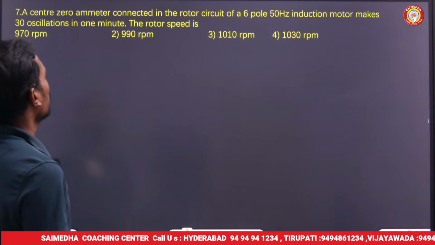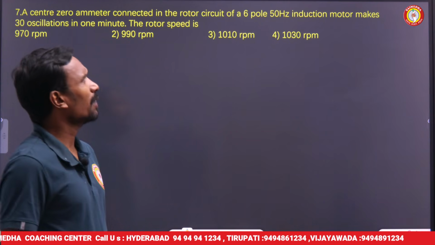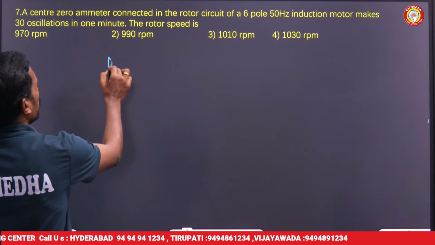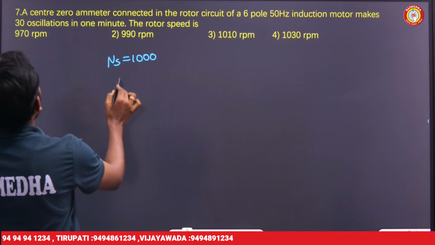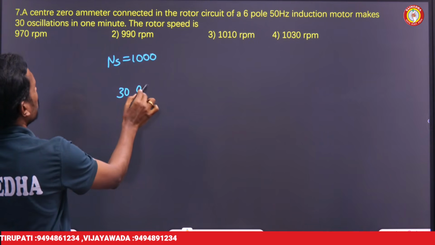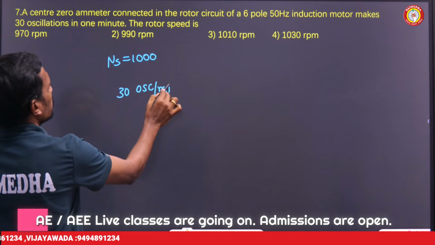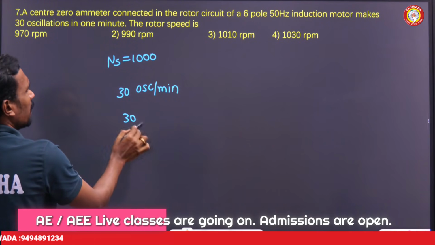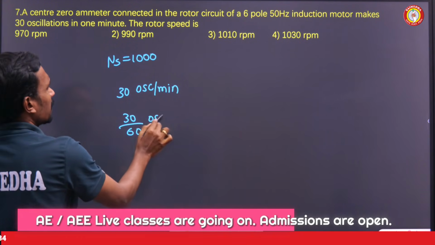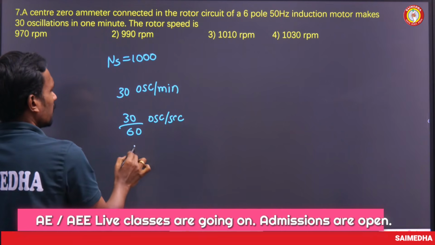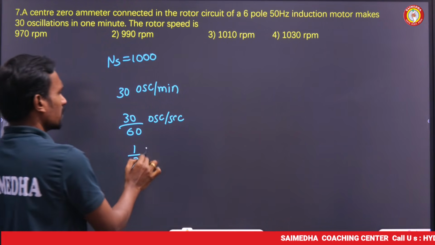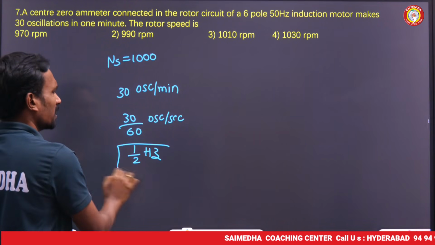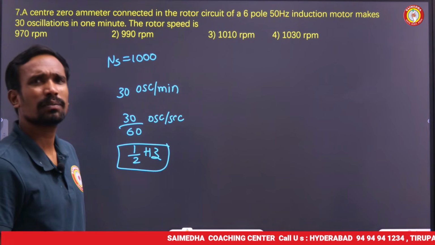A center zero ammeter connected in the rotor circuit of a 6 pole 50 Hz motor. The synchronous speed is 1000. The motor takes 30 oscillations per minute, which is 30 out of 60 oscillations per second, which is 1 by 2 oscillations per second, nothing but 1 by 2 hertz. The rotor frequency is 1 by 2 hertz.